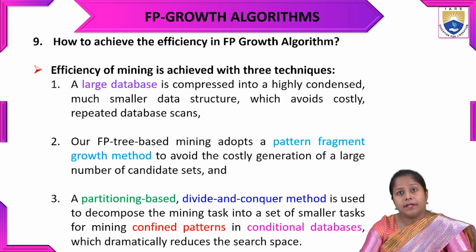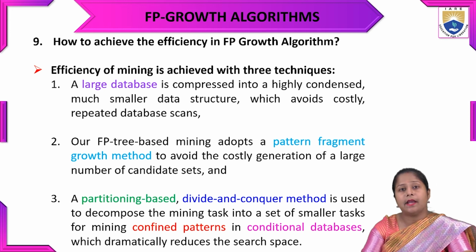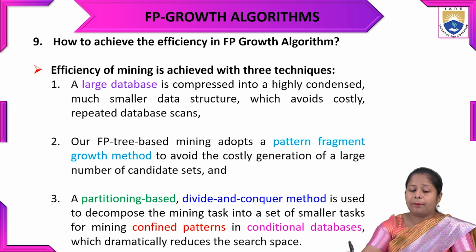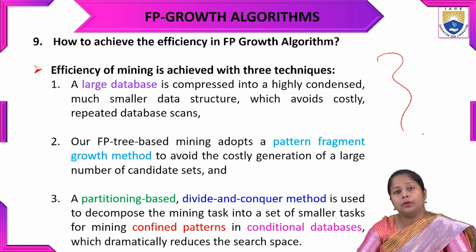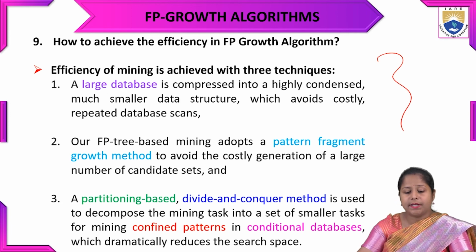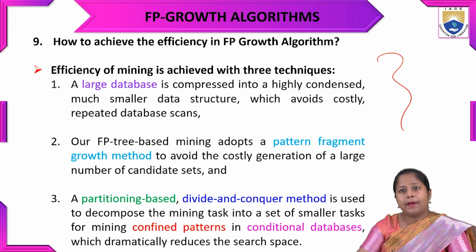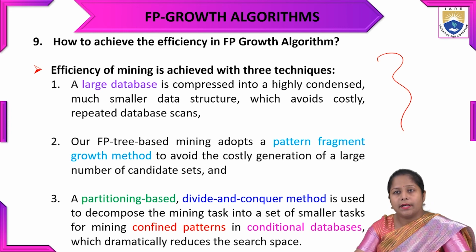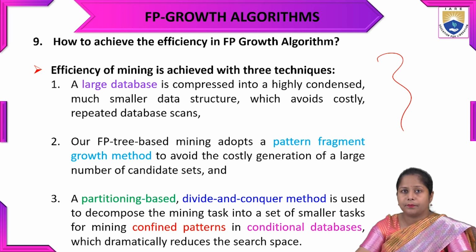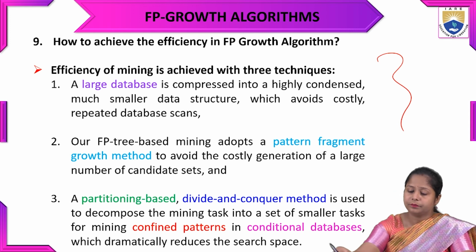Now, the next question is how to achieve efficiency in the FP growth algorithm. How efficiently are we going to apply that algorithm, and how efficiently are we getting the output? The efficiency of the algorithm is achieved by using three techniques. The first is that a larger database is compressed into a highly condensed, much smaller data structure, which avoids the costly and repeated data scans. That is the first technique.